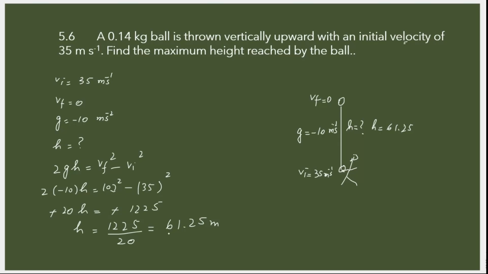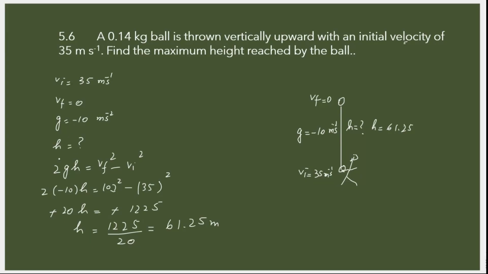For a concept, I revise it. A ball is thrown vertically upward with a velocity of 35 meter per second, so it will be our initial velocity. At the highest point it will stop, so final velocity will be 0, and since it is being slowed down when moving upward, acceleration will be negative, and on earth the value of g is 10, so it will be negative 10 m/s².